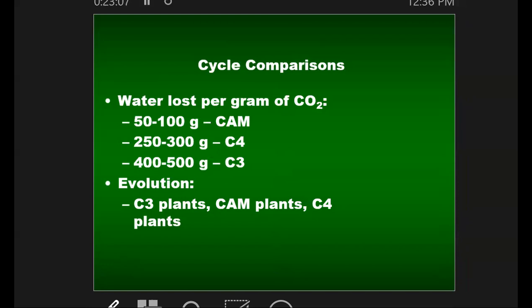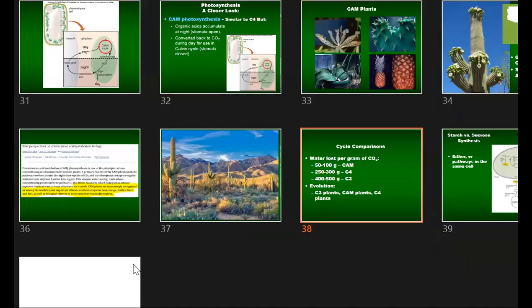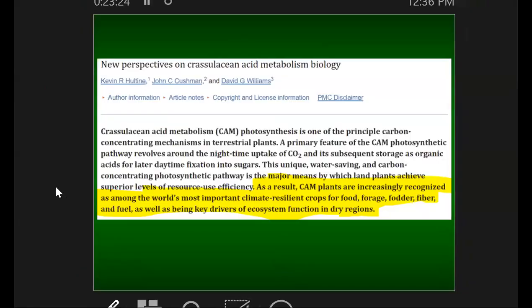And then the CAM cycle or pathway came next. That was the next invented thing through the evolutionary process. And then the C4. So definitely a process that they see when they look at the evolutionary process of these pathways.